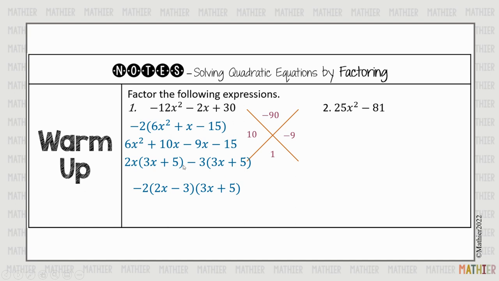And then their greatest common factors were 2x minus 3. And then remember that we factored out that negative 2 from the beginning. We got to make sure we bring that down and include that in our final answer.